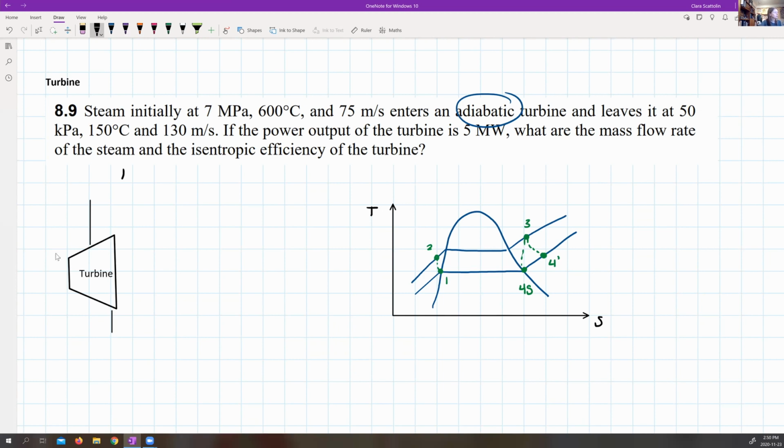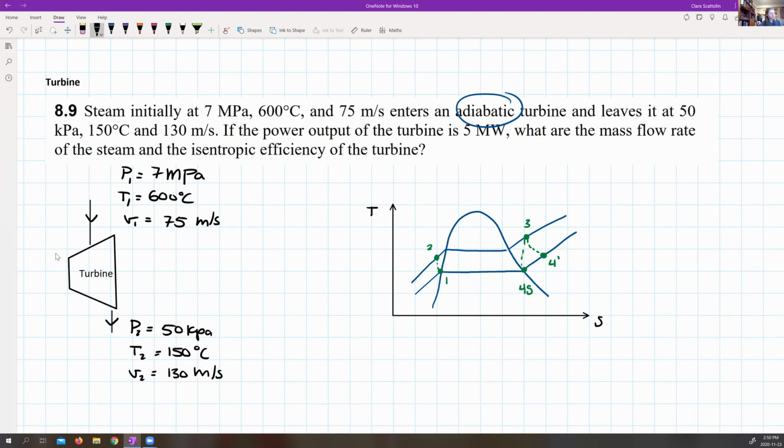we see that P1 is equal to 7 MPa. We know that T1 is 600 degrees C, and we know that the velocity was 75 meters per second. All right, I know that the P2 is 50 kPa, that T2 is 150 degrees C, and that the V2 is 130 meters per second.